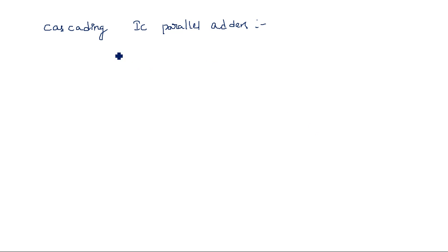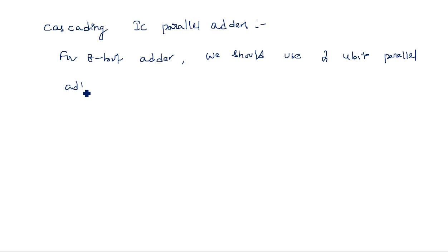So coming to the cascading of ICs, when we are using 8-bit adders, for 8-bit adders we should use two 4-bit parallel adders.